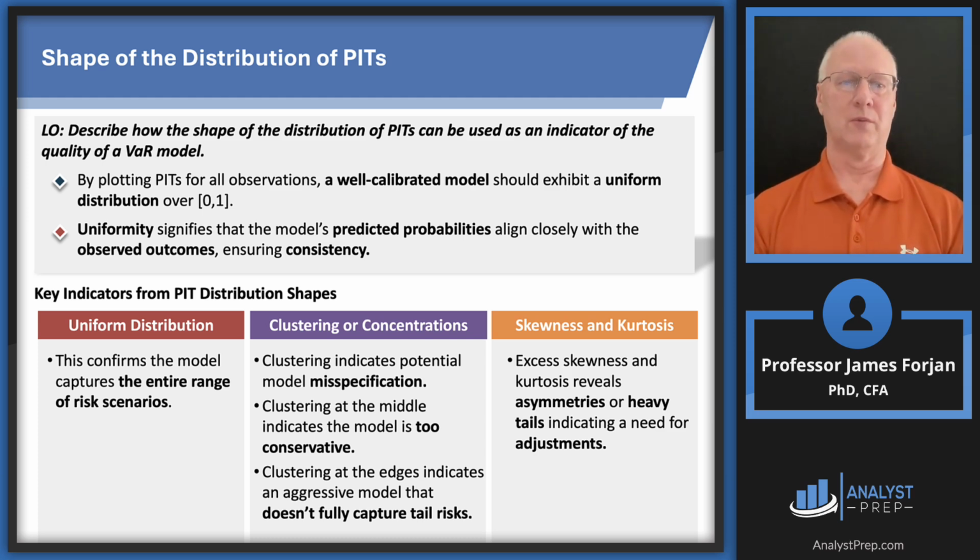All right, so what are some problems here? So go down to the bottom left. No problem if we have a uniform distribution, because then it captures that entire distribution, that entire scenario of risk outcomes. But what if we have clustering? What if there's clustering in the middle? What if there's clustering on the outskirts, in the tails?